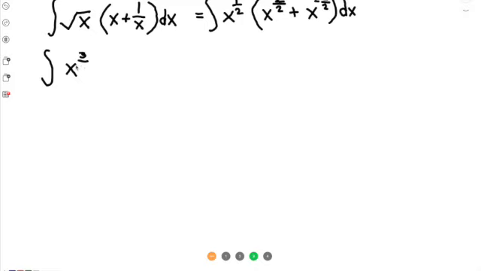Multiplying the same variables and getting the exponents.